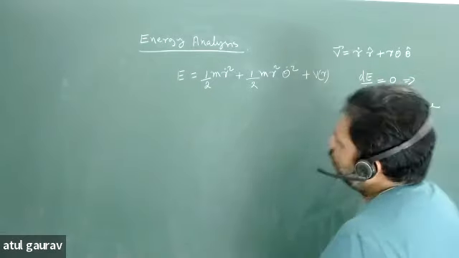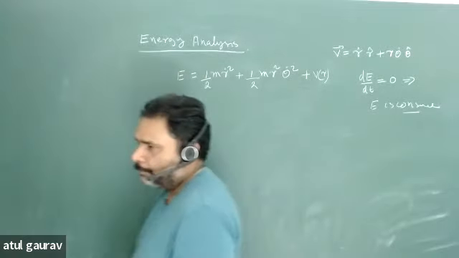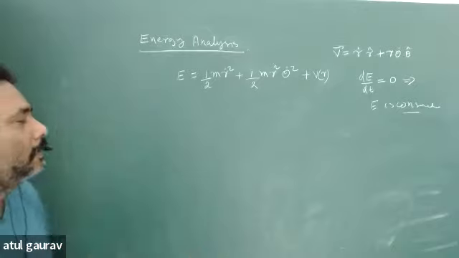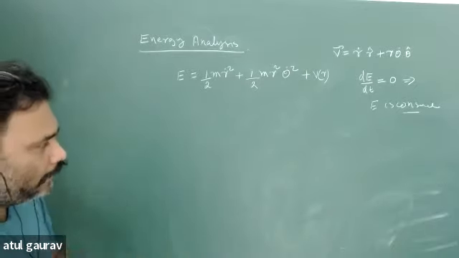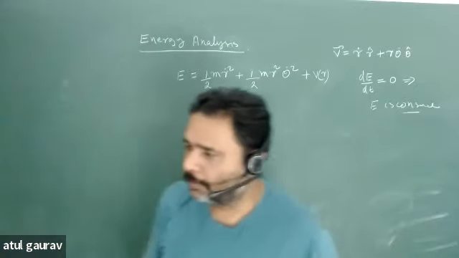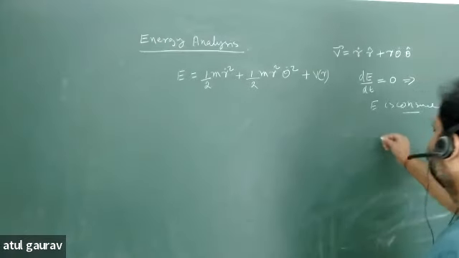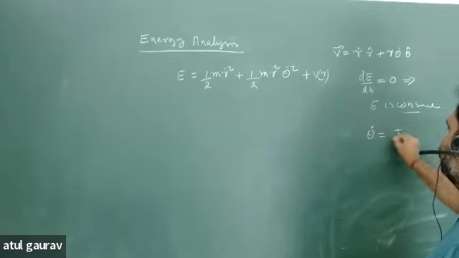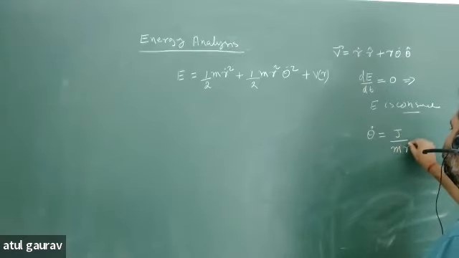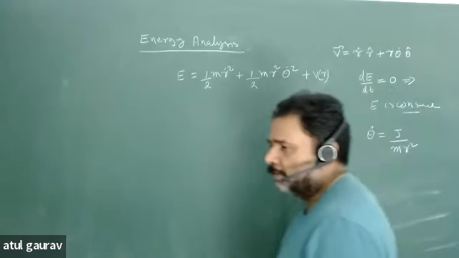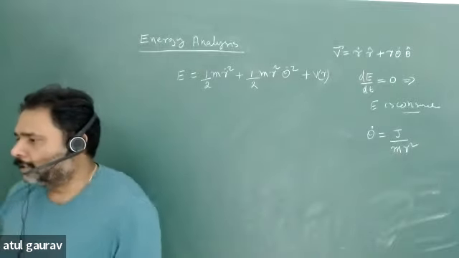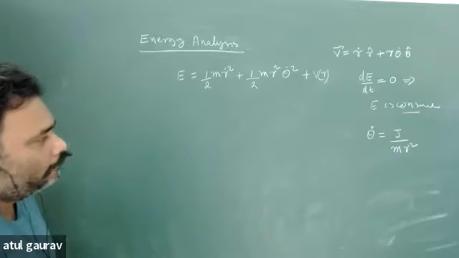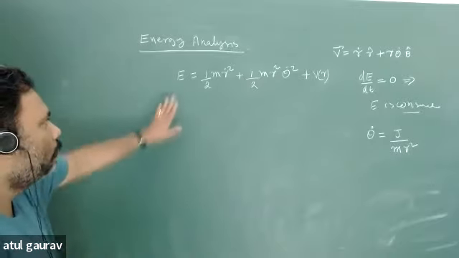So your energy is going to conserve. This is all about dE/dt equals 0. So energy is going to conserve. And we also have this particular expression that theta dot is nothing but J upon mr square. Everyone is comfortable? Theta dot is nothing but what? J upon mr square.